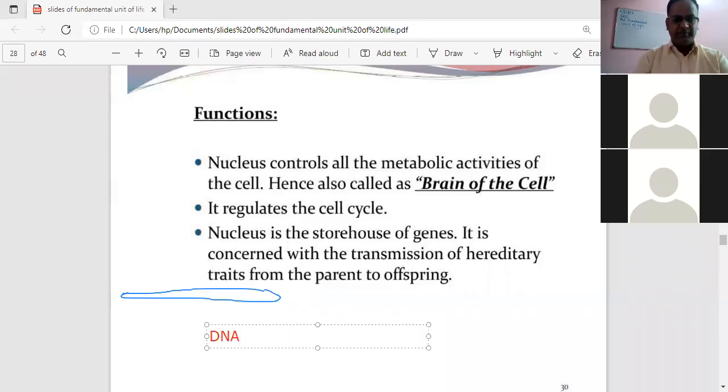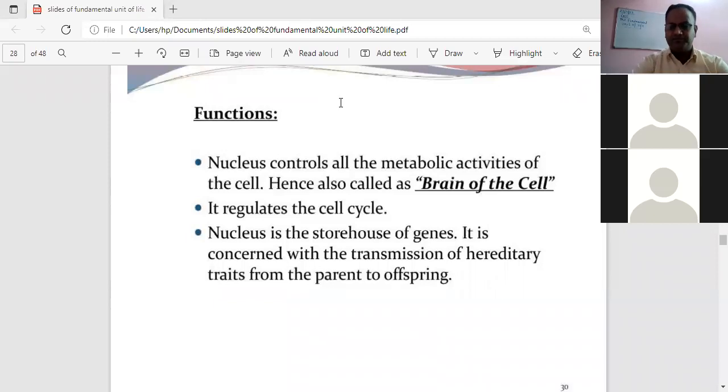And now if we talk about the DNA, the functional segment of the DNA is called a gene. The functional segment of the DNA is called a gene. And it is the gene in which our characters are bestowed, and the gene will be transmitted from one generation to the next. That is why the nucleus is the storehouse of genes, and it is concerned with the transmission of hereditary traits from the parent to offspring.